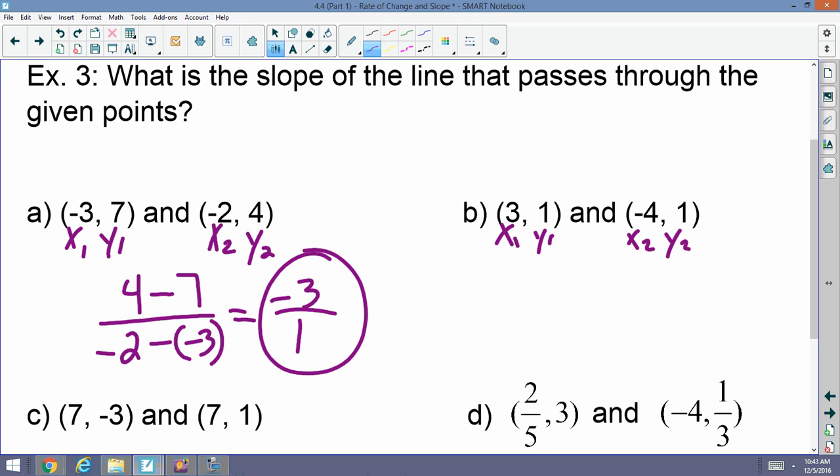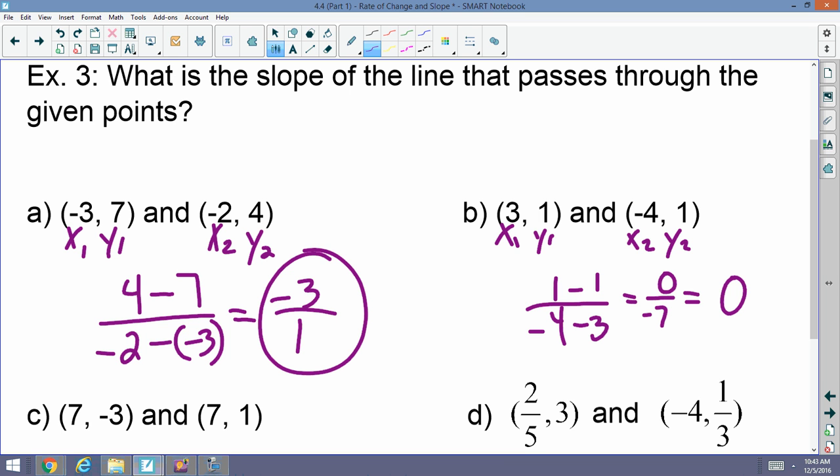Okay, now for B, I've got here x1, y1, x2, y2. So I got 1 minus 1 over -4 minus 3, which equals 0 over -7. So what's my slope? 0, guys. Okay, guys, I love you very much, but 0 divided by -7 is not 7, and 0 divided by -7 is not undefined. 0 divided by -7 is 0.